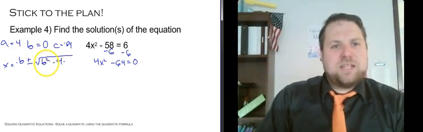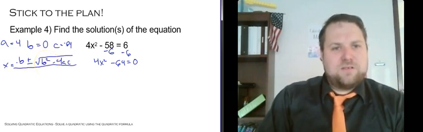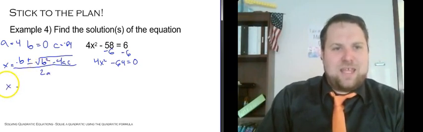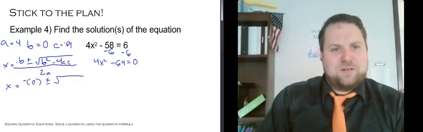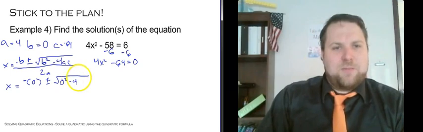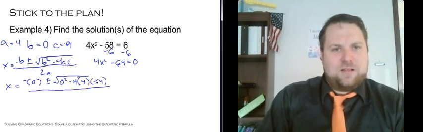Negative B plus or minus the square root of B squared minus 4AC over 2A. Notice again, I'm taking the time to write that down every single time. B is going to be negative 0, which sounds conspicuously like 0. And then 0 squared, which again sounds a whole awful lot like 0, minus 4 times negative 64. All of that over 2 times A, which is 4.